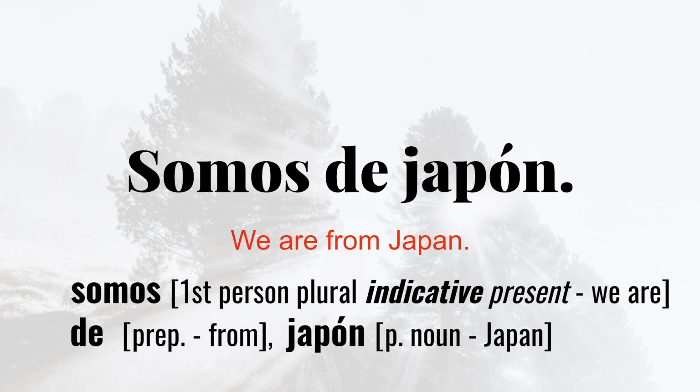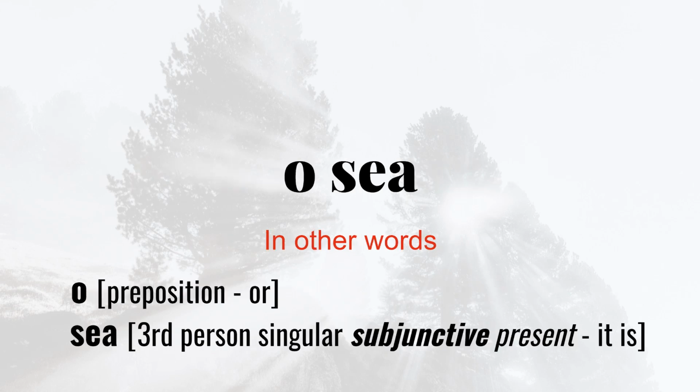Somos de Japón, meaning we are from Japan. Somos is a first person plural indicative present, meaning we are. De is a preposition, meaning from. Japón is a proper noun, meaning Japan. O sea is a phrase meaning in other words. O is a preposition meaning or. Sea is a third person singular subjunctive present meaning it is.